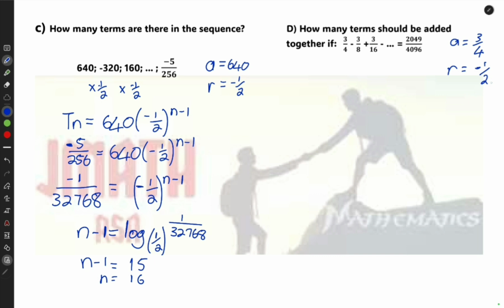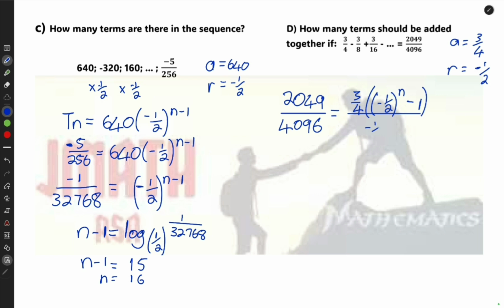Now, I just sub into the Sn formula to figure out what is n. So I already can see the value of Sn that they gave me is that one, 2049 over 4096 is equal to, remember this formula, the a goes in front, bracket minus a half to the power n minus 1, all over minus a half minus 1. So in this sum, I want the denominator on the right to be eliminated. So I'm going to multiply that over the equal sign to the left. Minus a half minus 1 gives me negative 3 over 2. So I'm going to multiply 2049 over 4096 with minus 3 over 2.